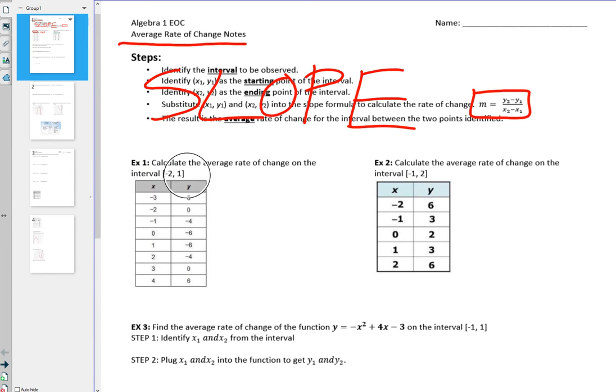When they give you an interval, the numbers that they're giving you are the x's. In order to be able to find slope, you need x1, y1, x2, and y2. They're giving you x1 and x2. You have to find the y's. Sometimes it'll be easier and quicker than other times.